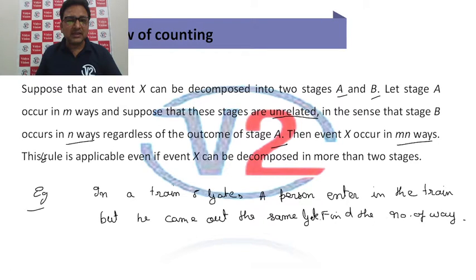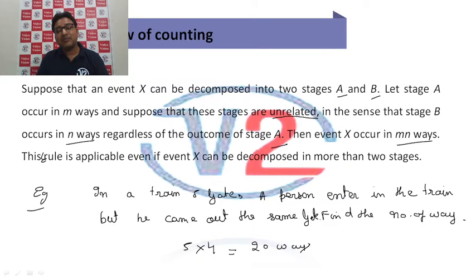So he can enter the train through any of the 5 gates, but he cannot come out from the same gate. How many gates are left? That is 4. So there are 20 ways he can enter the train and come out from the train. I think everyone understands this one.